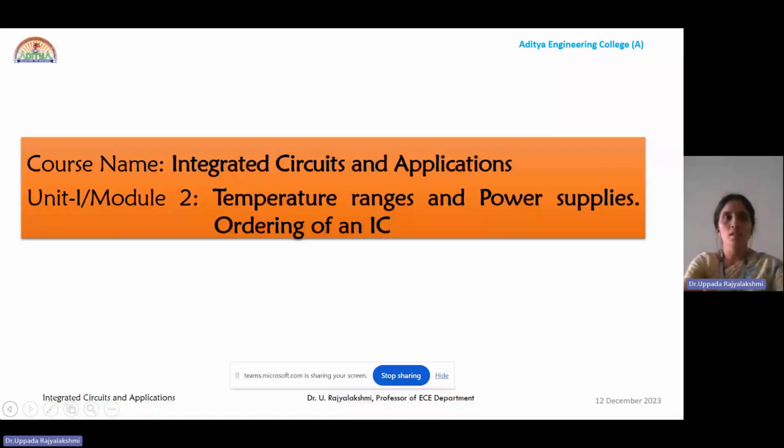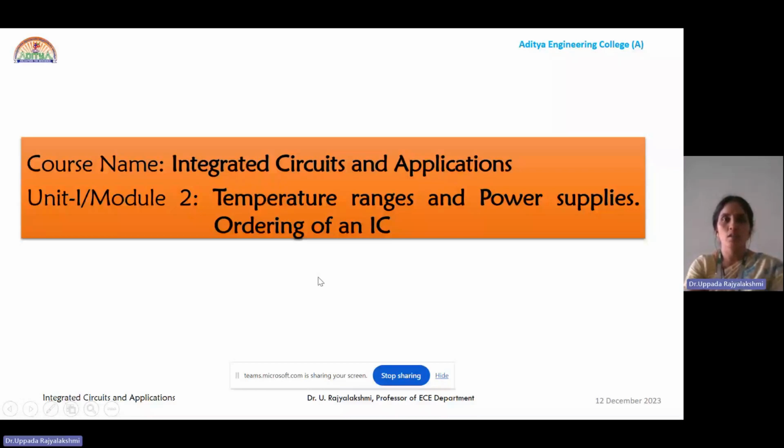Module 2 of the course Integrated Circuits and Applications. Module 2 covers temperature ranges, power supplies, and the ordering of an IC information. These are the contents we are going to discuss in module 2 of the course.